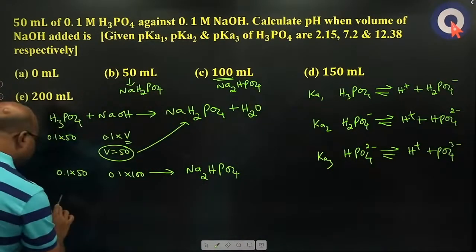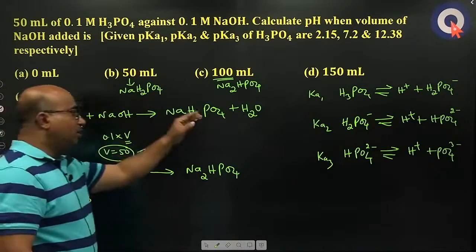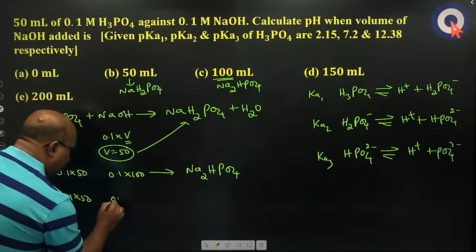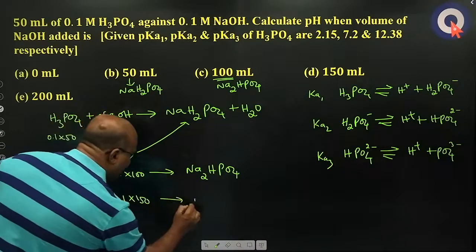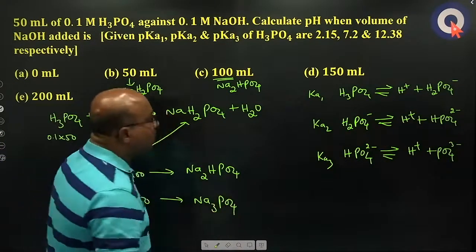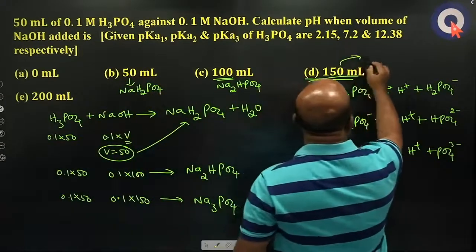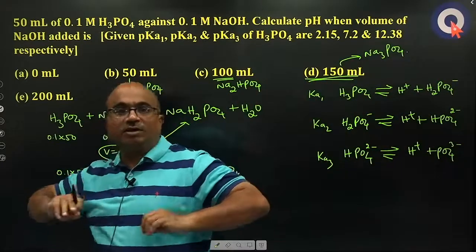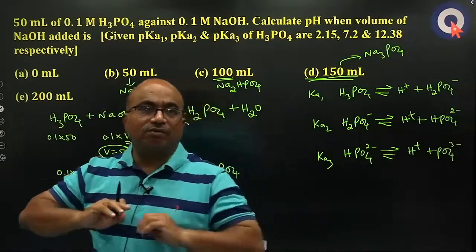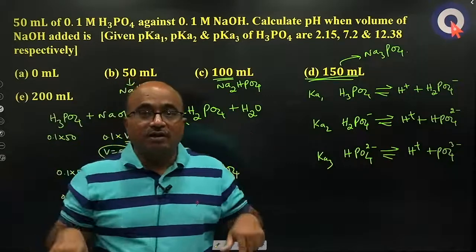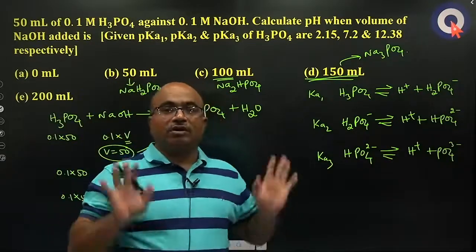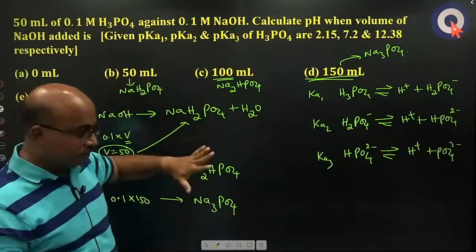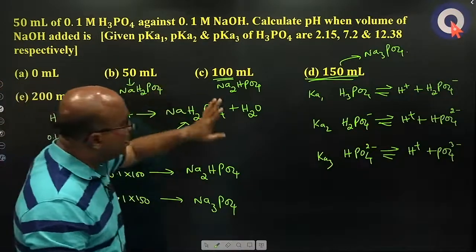And at 150, it is 0.1 into 50, because it is already converted into this, and this converts again into this. You can also take it as 0.1 into 150, which gives Na3PO4. At this situation we have Na3PO4. When you add 200 ml, the H3PO4 was completely neutralized, and it is mainly Na3PO4 with excess NaOH, because at 150 the H3PO4 was completely neutralized. So at these situations, what are the pH values?